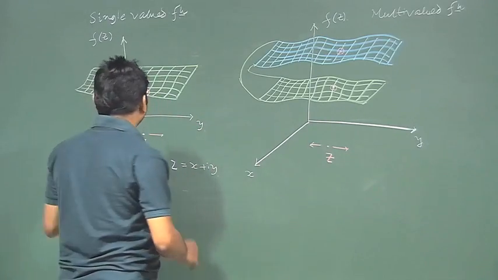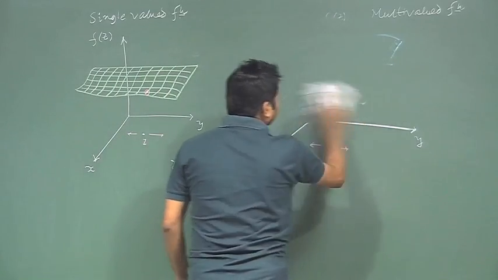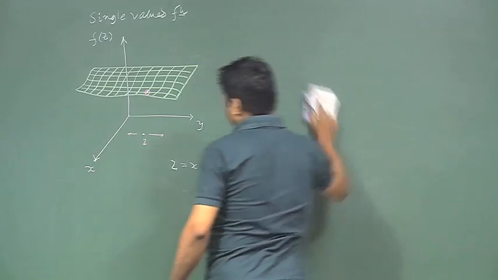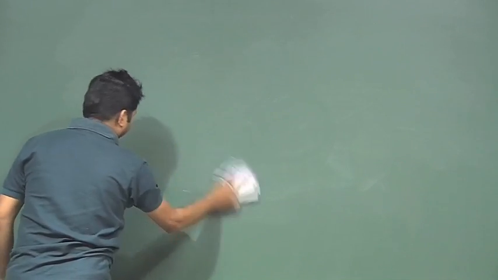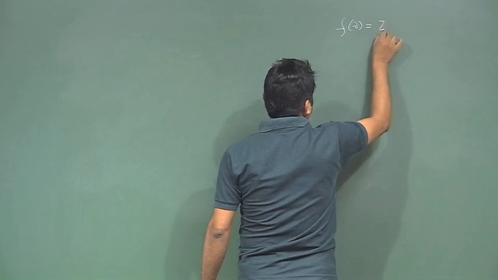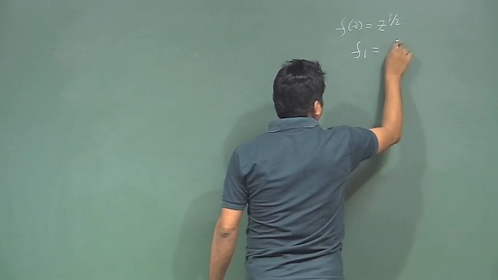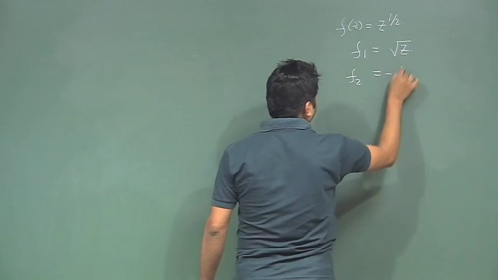So, I will show you something. After having a rough knowledge about how a multivalued function looks visually, it will be much easier for you to realize the thing. Now, let us go back to the original problem that I started with, that f(z) is z to the power half. So one value, f1, is the square root of z, whatever the value, and another branch, f2, is minus the square root of z.